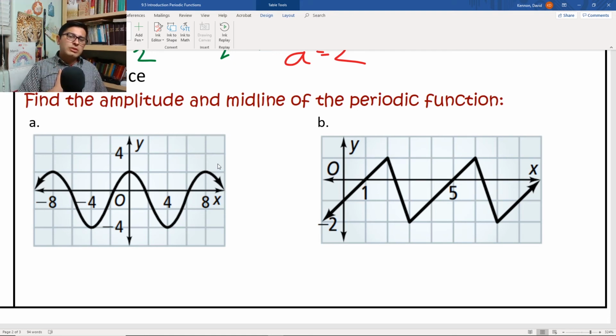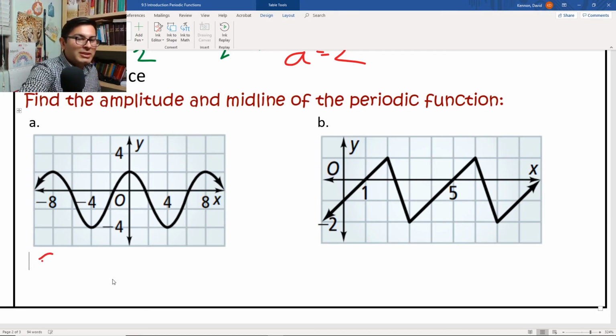My favorite thing to do first is to just find the midline. And we're going to take the maximum value plus the minimum value and divide that by 2. So the maximum value is going to be 1. Oh, I almost made a mistake. It's not 1. This, as you can see, goes up to 4 in 2 units. So this has to be 2.